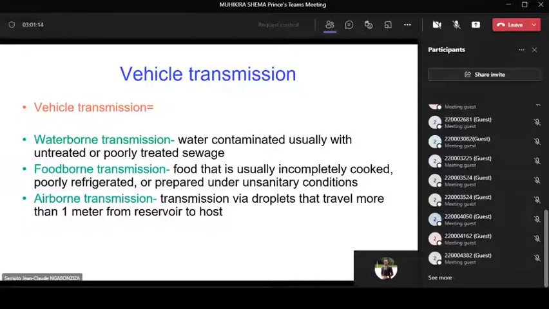So waterborne transmission, like sewage or poorly treated water, that can contaminate water, and by drinking this water or using this water, then the host can be infected. Foodborne transmission, that is usually incompletely cooked, poorly refrigerated, or prepared under poor sanitary condition. Airborne transmission, via droplet that travel short distance. All these are vehicle transmission.